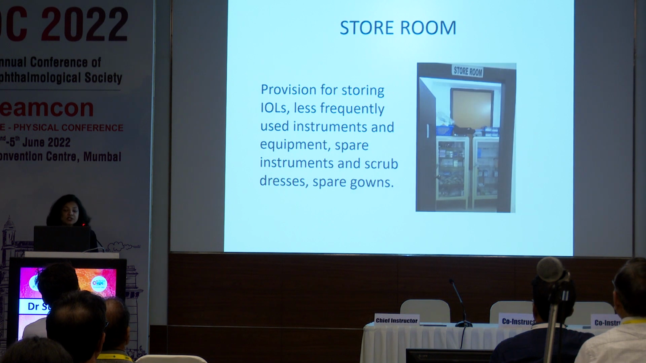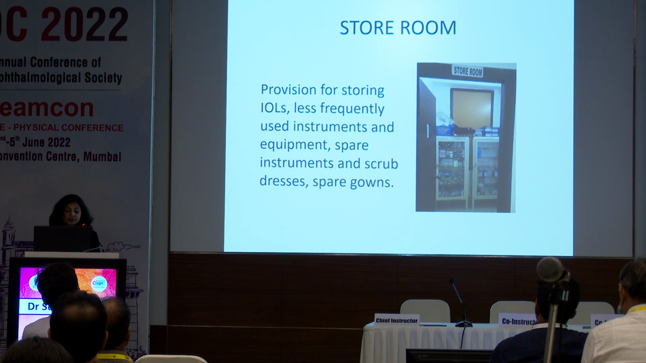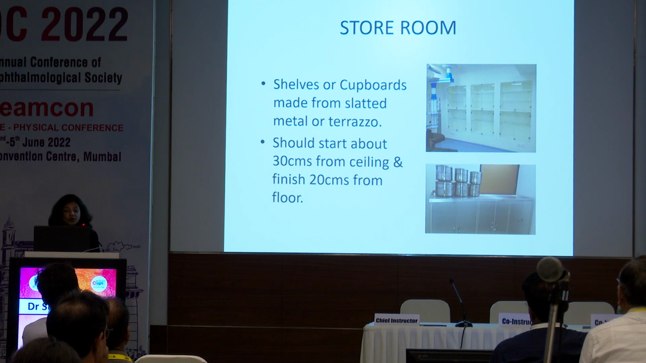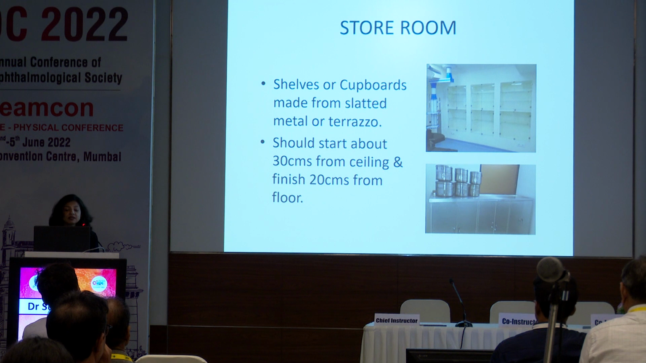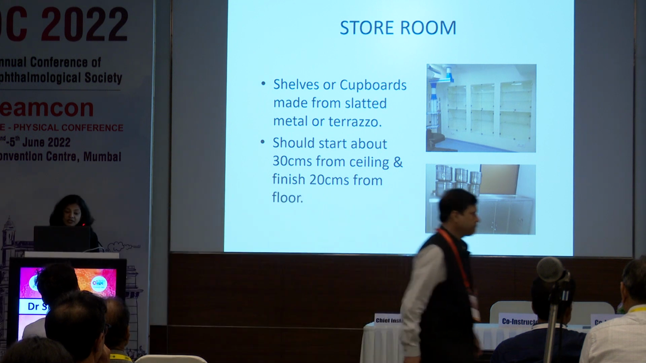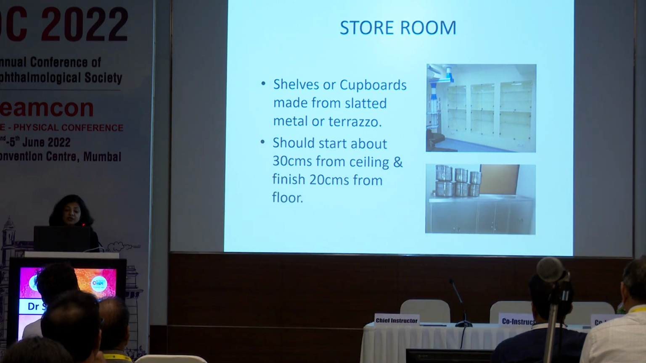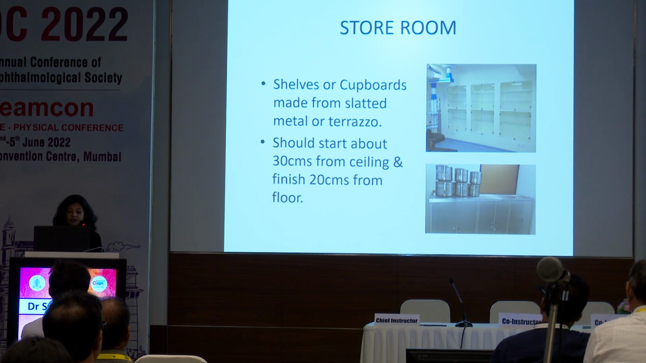There must be a provision for storeroom for storing intraocular lenses, less frequently used instruments, spare instruments, scrub dresses, and spare gowns. Ideally, the cupboards should be made inside the wall with stainless steel, and shelves are made up of glass. But if this arrangement is not feasible, then cupboards can also be made from slatted metal or terrazzo. The cupboard should start about 30 centimeters from ceiling and finish about 20 centimeters from the floor to avoid dust falling from ceiling and floor landing onto the items.